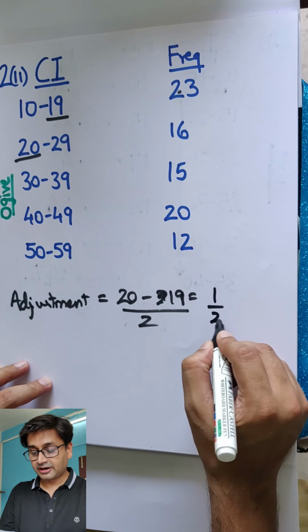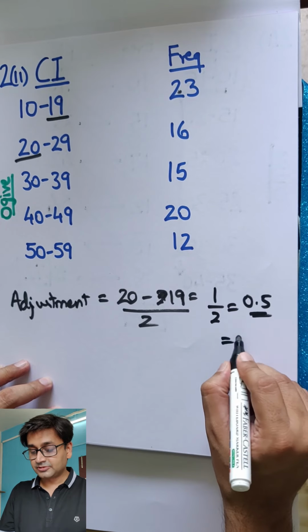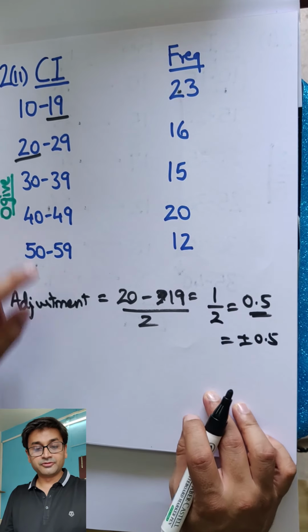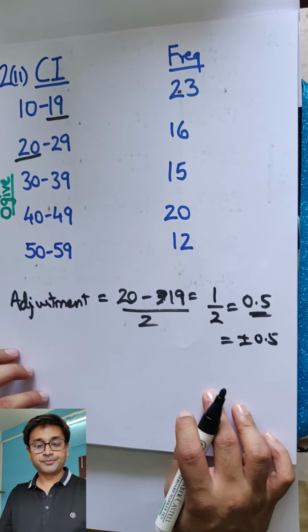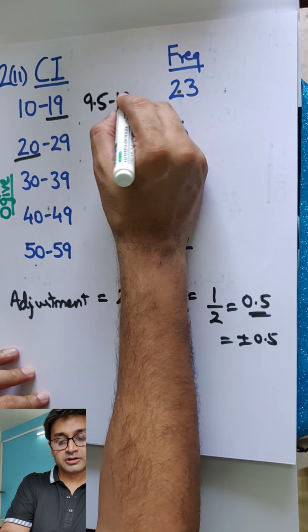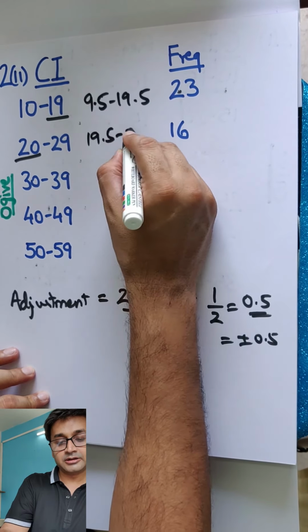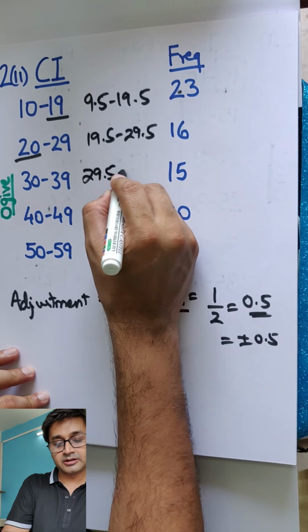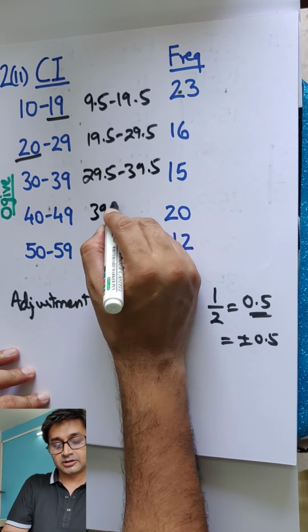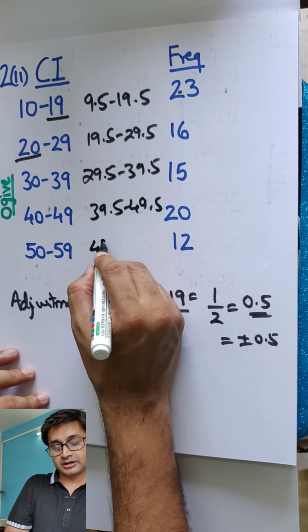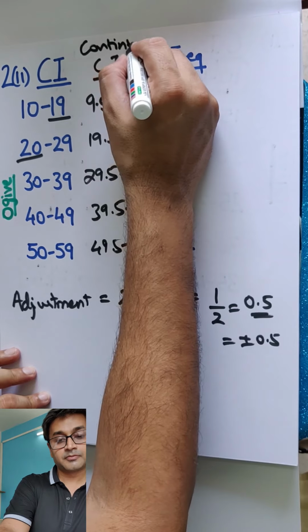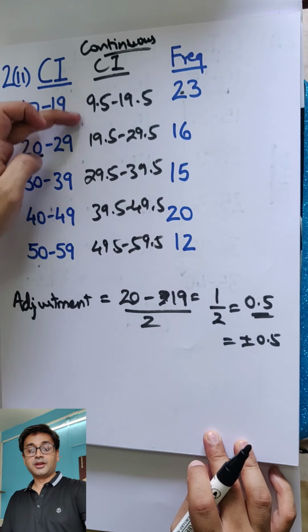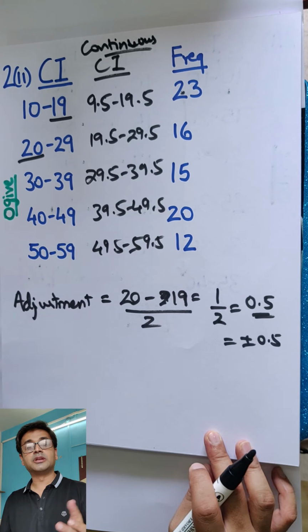So the difference is 1 divided by 2, so 0.5. This then becomes plus or minus 0.5. With the lower limit you subtract, and with the upper limit you add. So this is going to be 9.5 to 19.5, 19.5 to 29.5, 29.5 to 39.5, 39.5 to 49.5, and then 49.5 to 59.5. So that helps us to generate our class interval. Which one? Continuous class interval. Now that the continuous class interval is ready, you can easily plot your ogive.